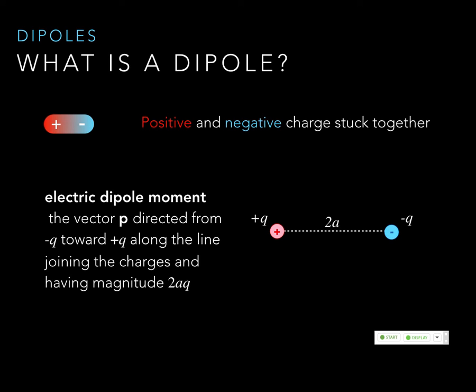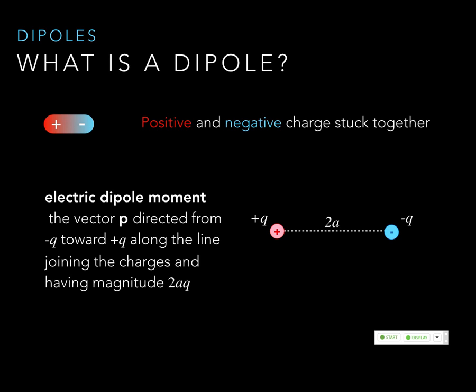It's directed from negative Q to positive Q, and you'll notice that's the opposite of which way the electric field would point. Because where do electric field lines point? From what to what? Positive to negative, right? Electric field lines start on positive charges and end on negative charges. They go in the direction a positive charge would move. But the dipole moment points from negative to positive. There's a reason for this, and we'll talk about it in a minute.